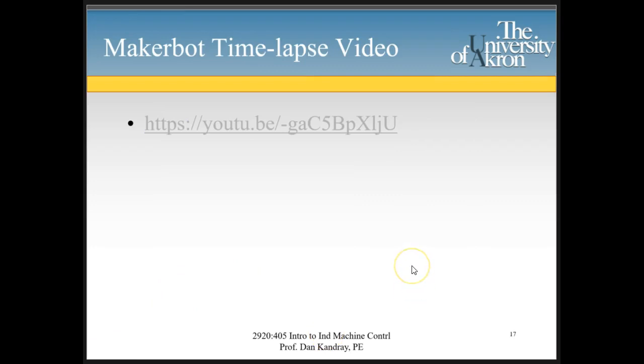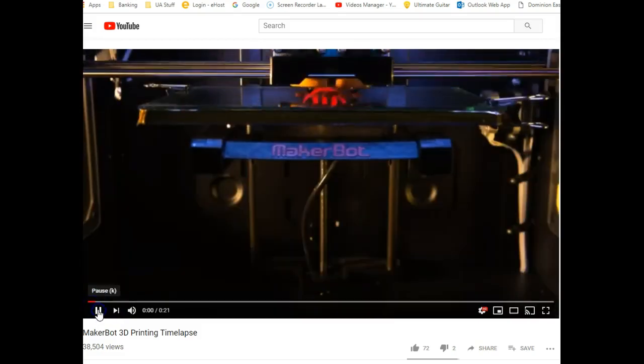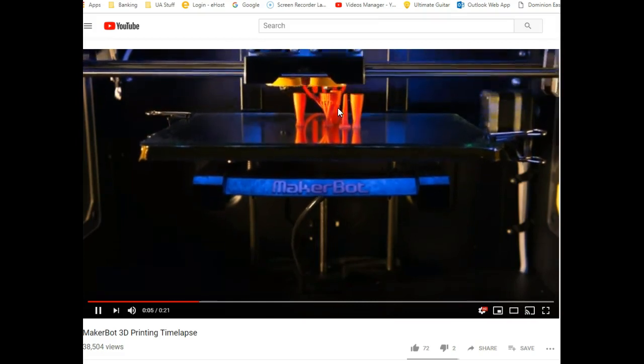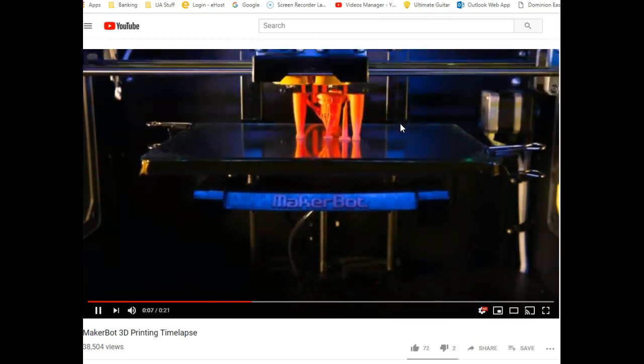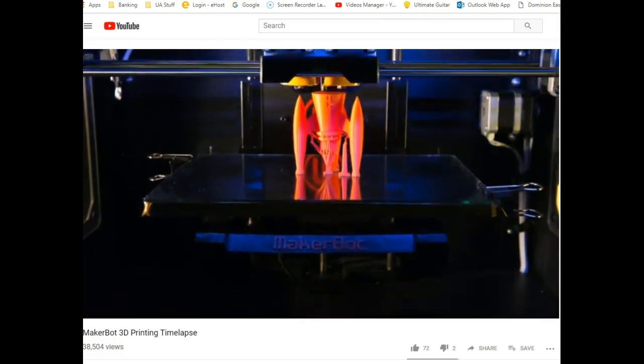Well, let's take a quick look at a video that shows how the MakerBot works. This is a short time-lapse video of a MakerBot building a part. And here it shows the structure getting built layer by layer. Now this is super fast, right? They don't run this fast. It's actually a very slow process.